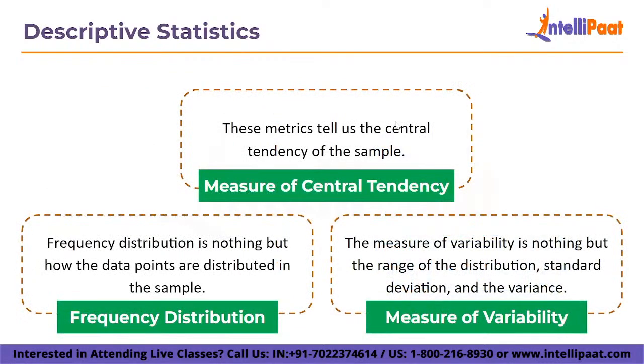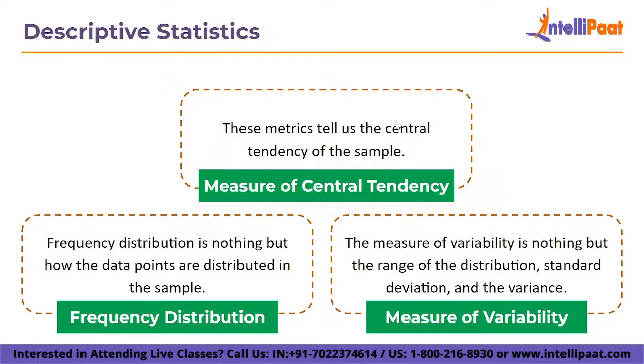Now let's talk about these three descriptive statistics approaches or basically the metrics. First of all, we have the frequency distribution. Frequency distribution is nothing but how the data points are distributed in the sample. For example, you would want to know about various data points for categorical samples that include ages or height or weight of various genders in a class taken from a population of an entire school.